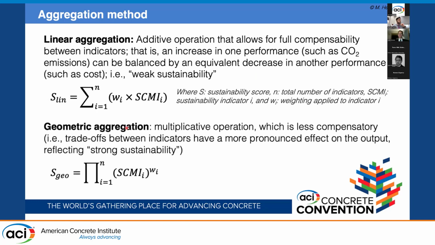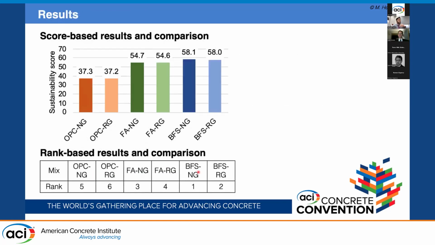Now, there are different aggregation methods. Another one is geometric aggregation, which is a multiplicative operation. Geometric aggregation is less compensatory because the trade-offs are not equal. In this case, we raise each indicator value to the power of the weight, and then we multiply all this together. Okay, so anyway, here are the results using the linear aggregation.